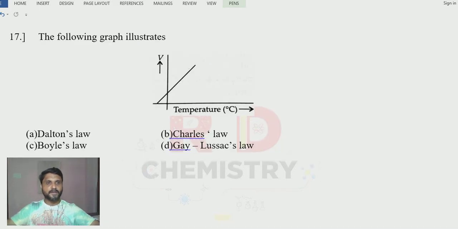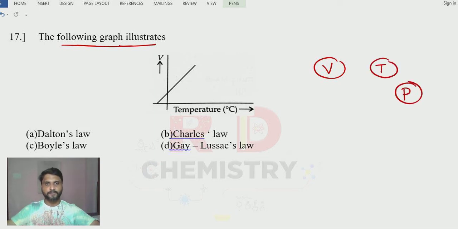Question number 17. The following graph illustrates a variation of volume and temperature here, correct? Which means the pressure is constant. Now we get a straight line here. That means they are directly proportional at constant pressure, which is nothing but Charles law, right? Option number B is the answer.